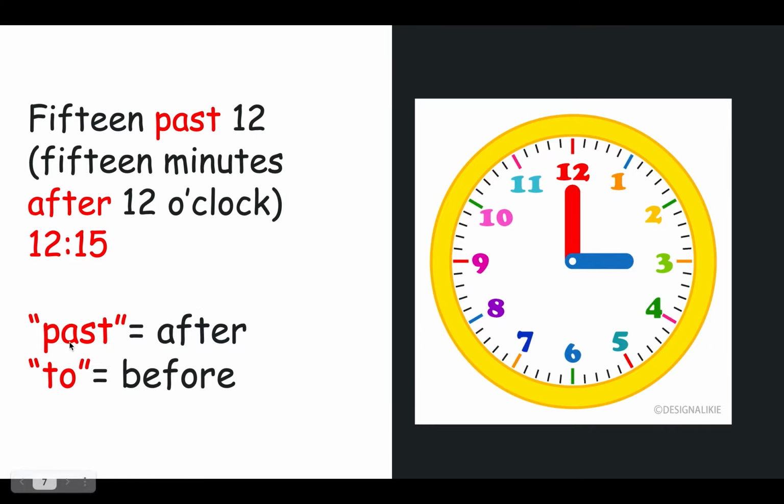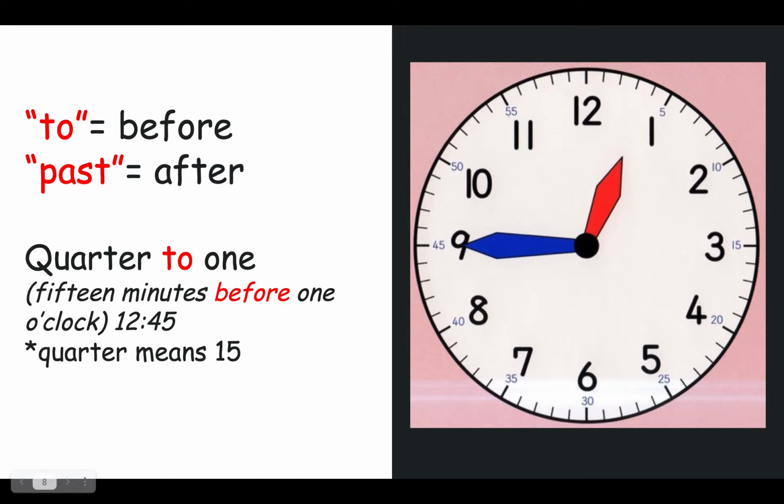When you say past, it means after. And when you say to, it means before. Now, let's talk about the second pattern. Looking at the clock, it's almost 1 o'clock, right? But there are 15 minutes before 1 o'clock. So how do you respond? What time is it? You can say quarter to 1.